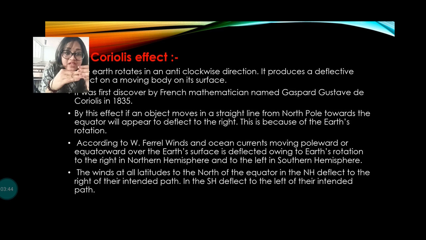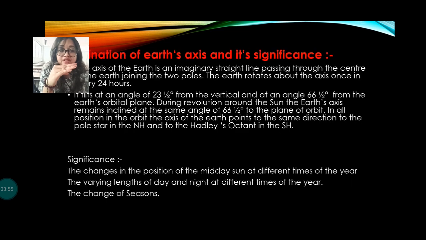So the winds at all latitudes north of the equator, in the northern hemisphere, deflect to the right of their intended path, and in the southern hemisphere they deflect to the left of their intended paths. Okay, now next we are going to discuss the inclination of the Earth's axis and its significance.